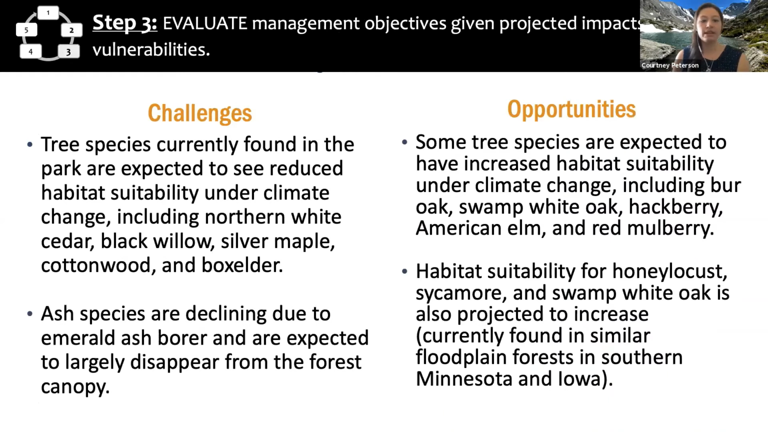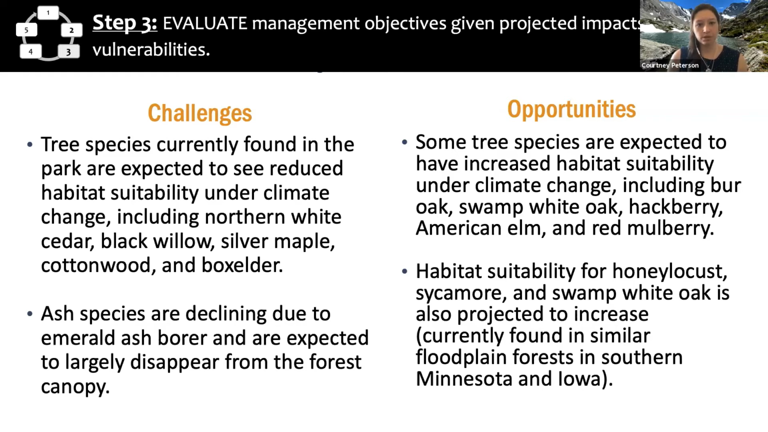Some of the key challenges and opportunities Crosby Farm thought about: the trees currently found in the park are mostly floodplain ash and elm, and they're expected to see reduced habitat suitability under climate change. Other species expected to see reduced habitat suitability are northern white oak, black willow, silver maple, cottonwood, and box elder. The ash species are also declining due to the presence of emerald ash borer, and they're expected to largely disappear from the forest canopy.